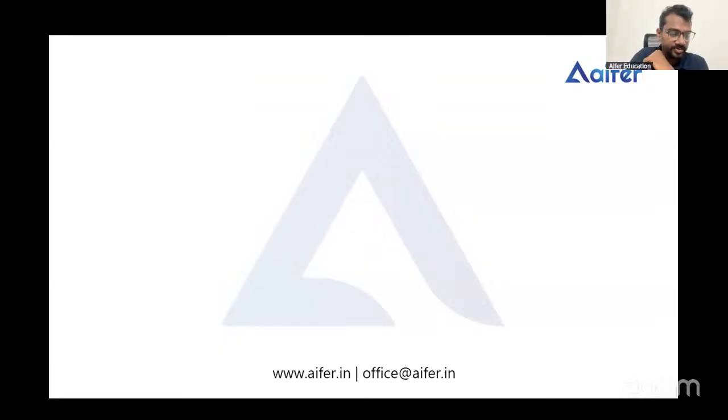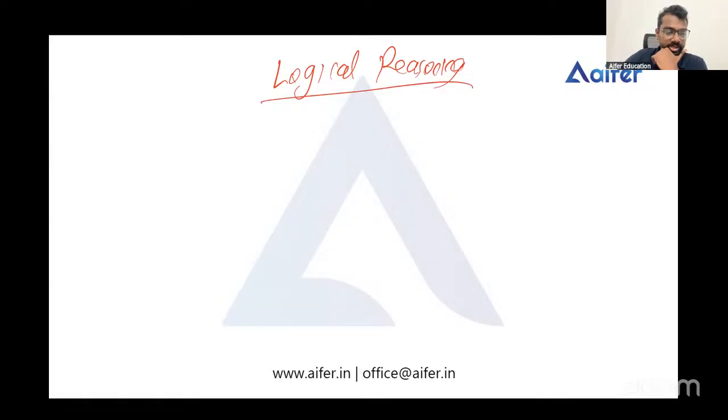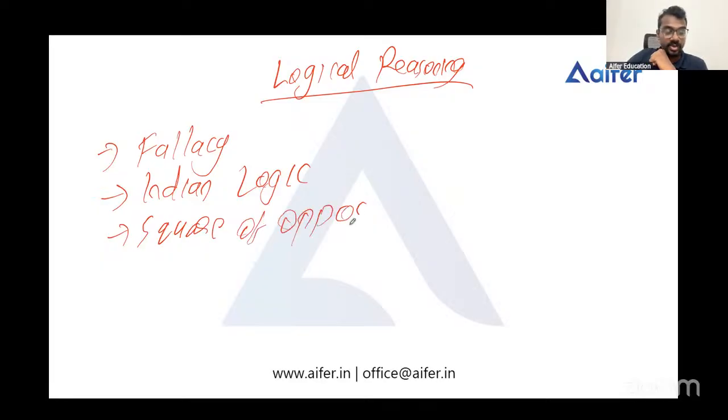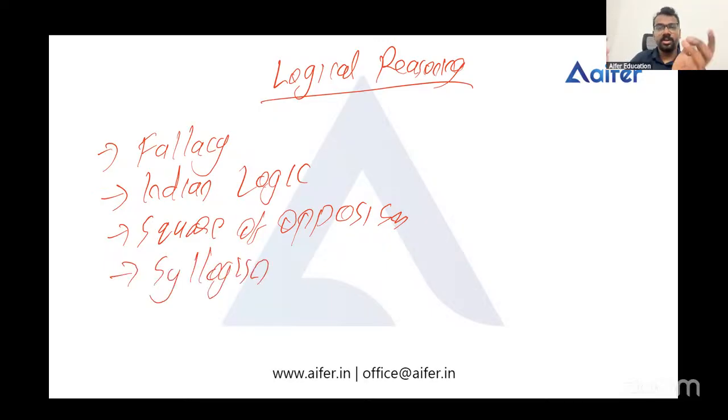Then we have questions from logical reasoning. In logical reasoning, we have questions from fallacy, as expected, from Indian logic, and from square of opposition. Syllogism-related questions were also there. So these are the questions when it comes to logical reasoning.